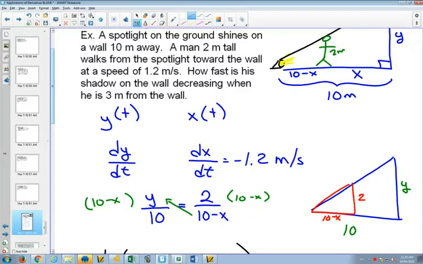Another way to look at it is if we make this angle theta, tan of theta is opposite over adjacent. And if we use the red triangle, our opposite over adjacent is this. If we use our blue triangle, our opposite over adjacent is that. And since they both equal tan of theta, they both have to be equal themselves.